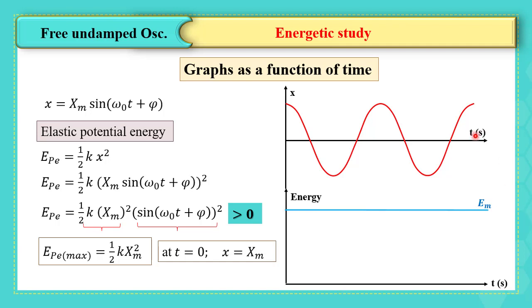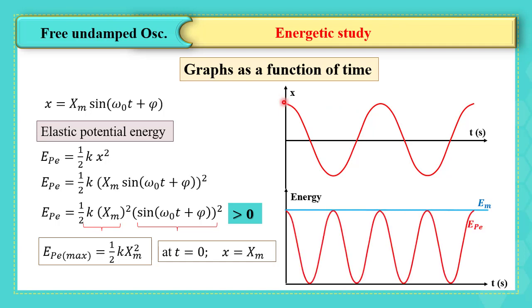At t equals 0, x in the graph is maximum, thus it is a positive function all the time and represented as such. Note that if at t equals 0, x was 0, then the elastic potential energy should start from 0.